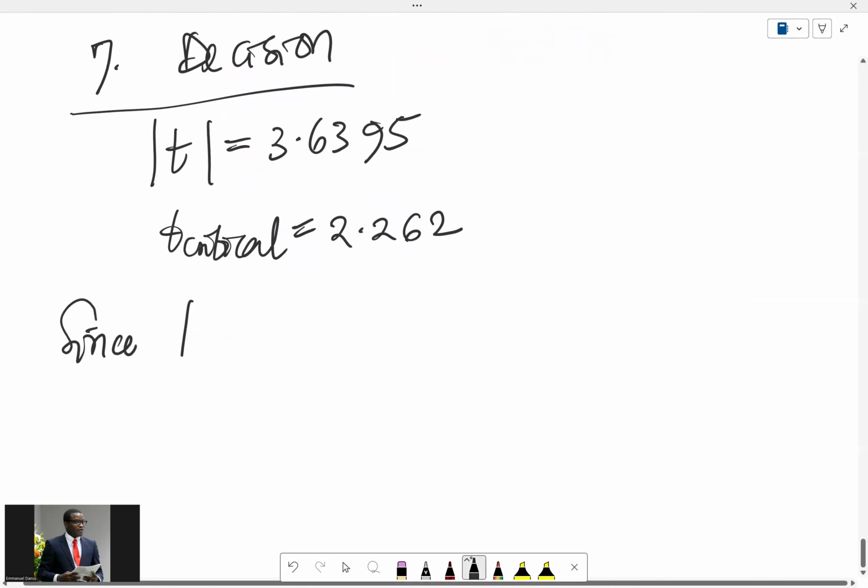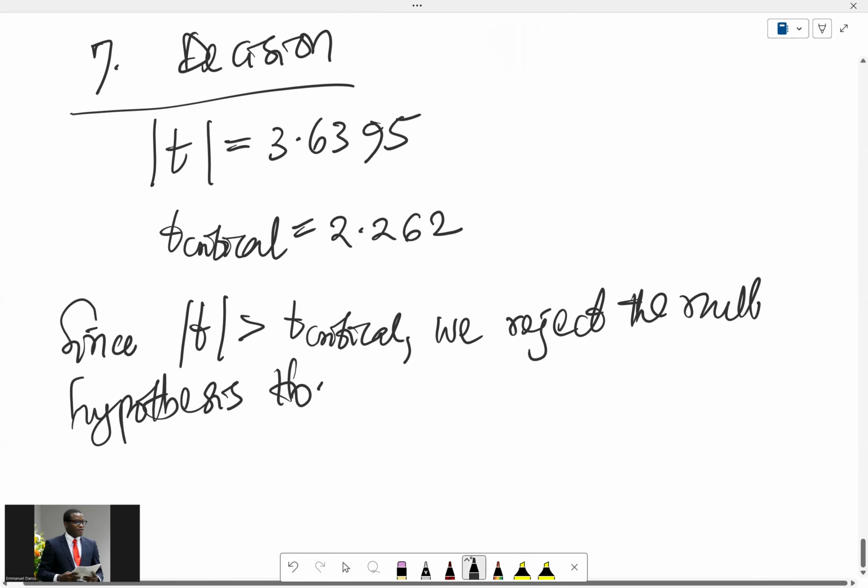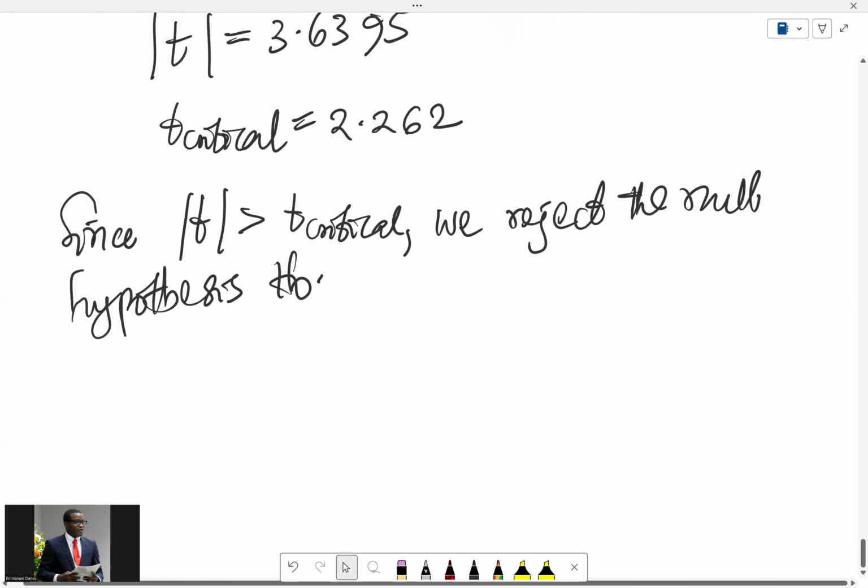Since the absolute value of t is obviously greater, right? It's greater than the t critical. So we have to reject. We reject the null hypothesis, H naught. And what do we conclude?